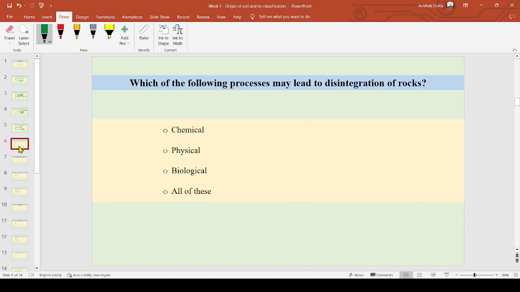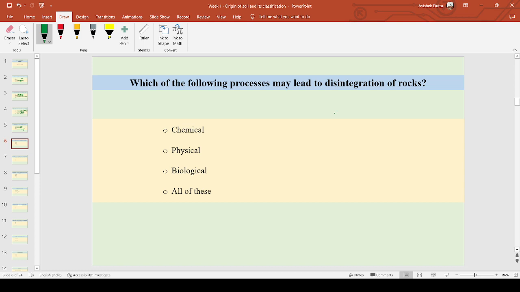Now, next question. Which of the following processes may lead to disintegration of rocks? What is the answer? All the three processes, whether it is chemical or physical or biological, may lead to disintegration of rocks. Action of chemical agents, any kind of acid or base, if they act on the surface of rocks, they may cause disintegration and weathering of rocks. So chemical agents can cause disintegration of rocks.